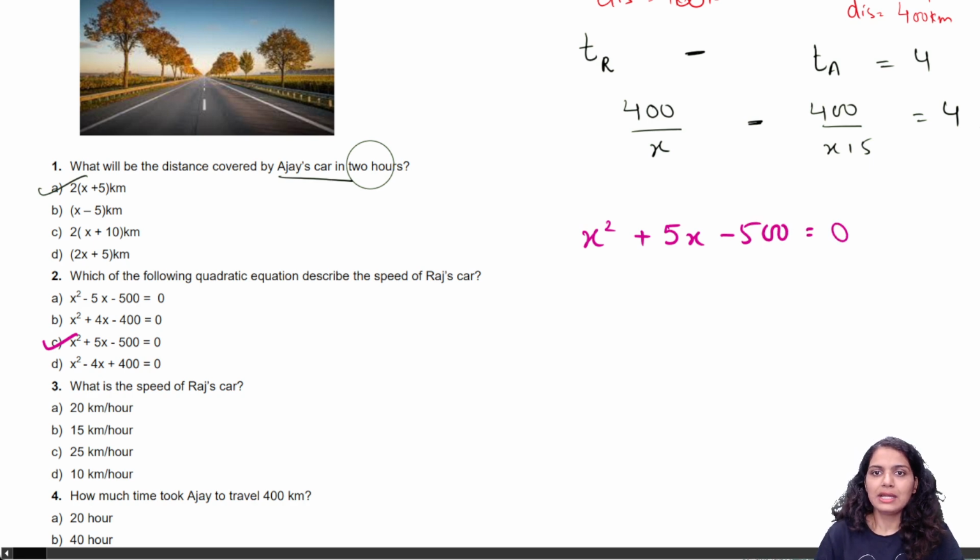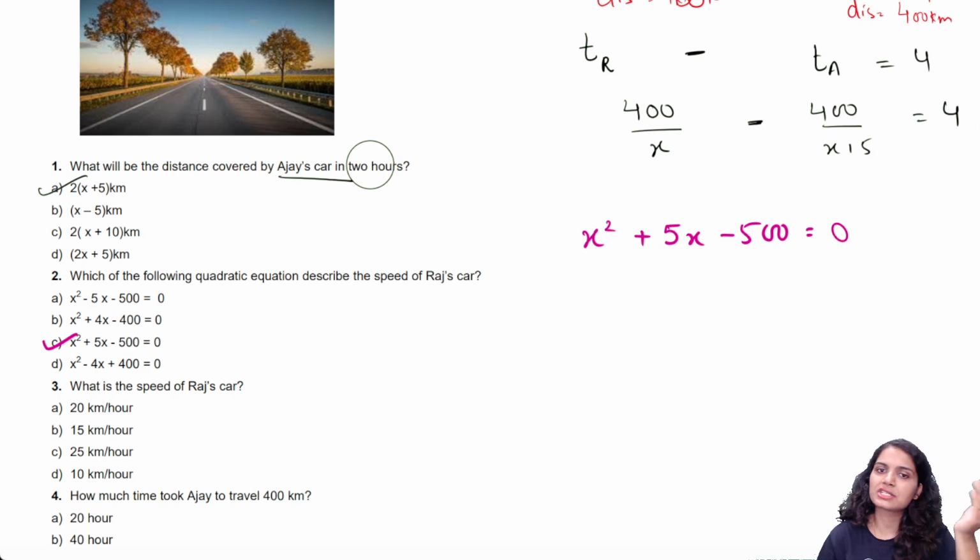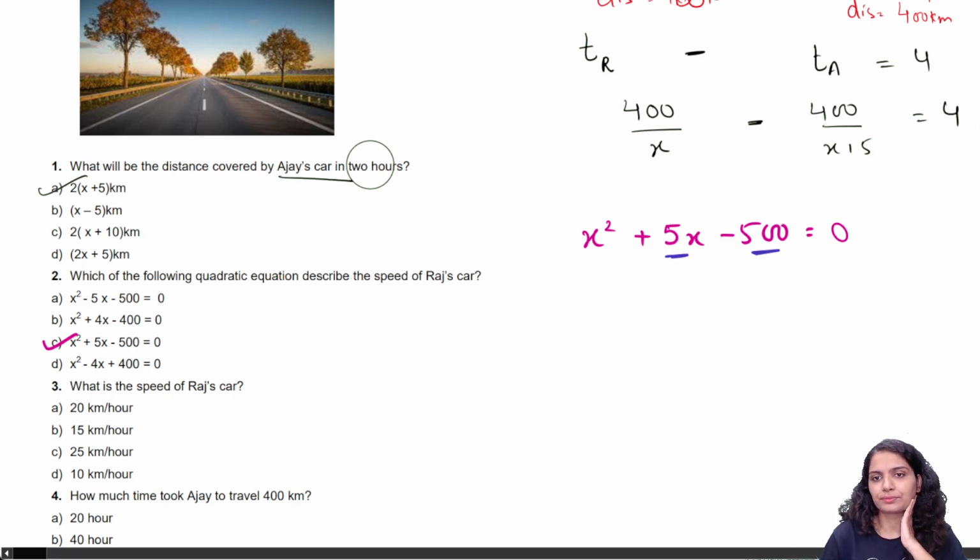Okay, now we can solve this using the middle term splitting, or we can also use the discriminant, whichever you find easy. So what we can do here is, let's try using the discriminant. Can we do that? We can, right? Or we can also use the middle term splitting.